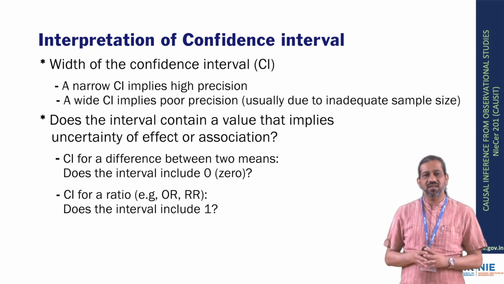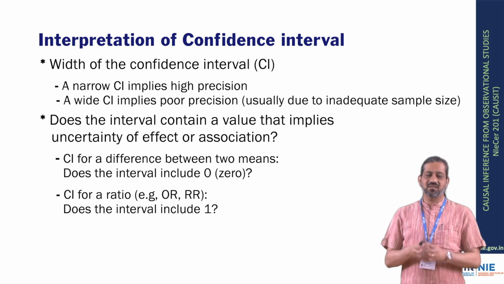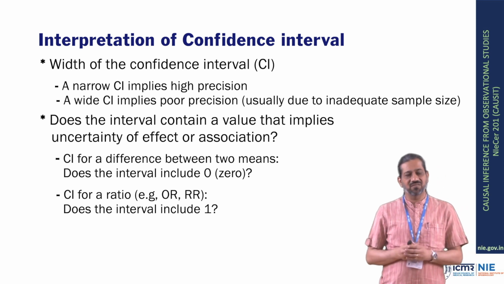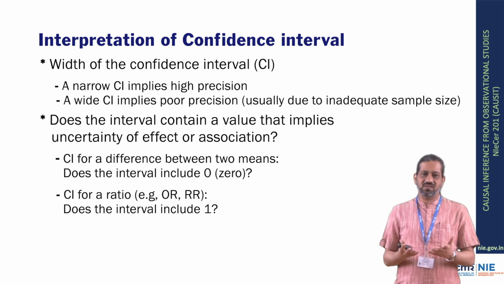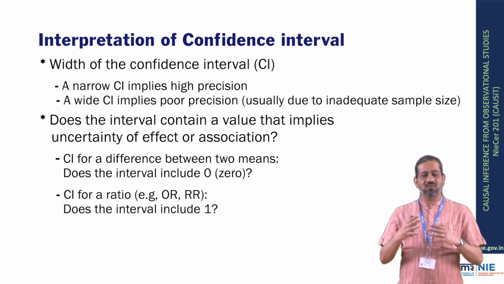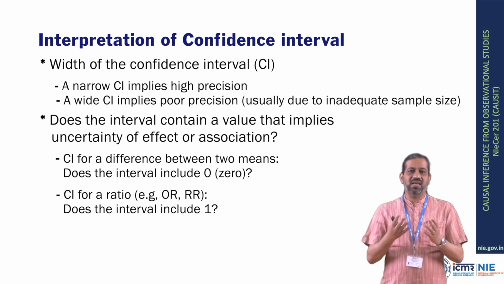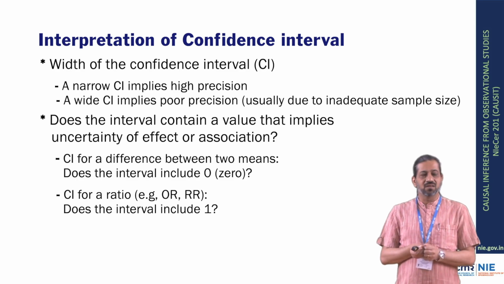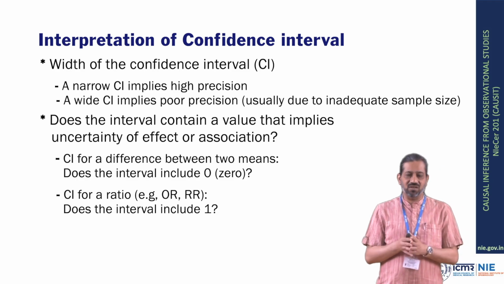The second thing that we need to be mindful of while interpreting confidence intervals is whether this interval contains what is called the null value, which means a value that implies that effect or association is not present. If you are looking at the difference between two means, and you're asking whether one mean is bigger or smaller than the other, the null value would be 0. The null value for a difference in two values is 0. So we would like to see whether this confidence interval includes 0 or not.